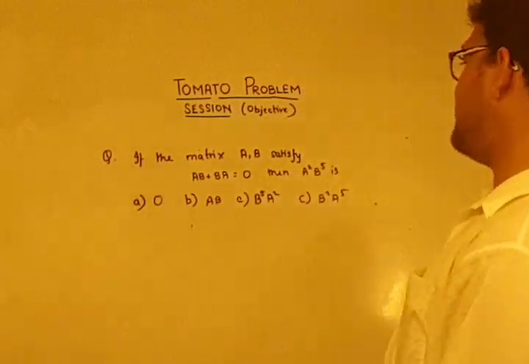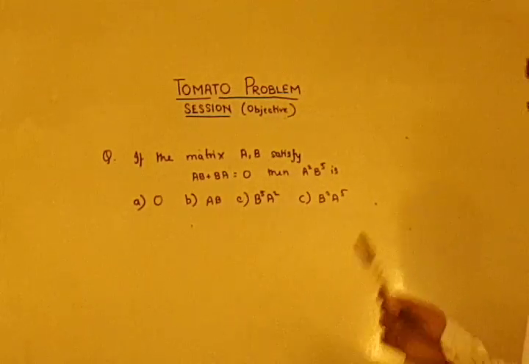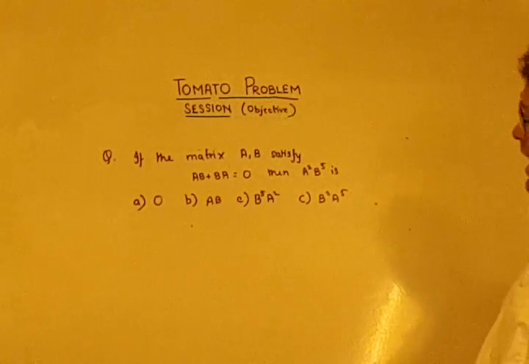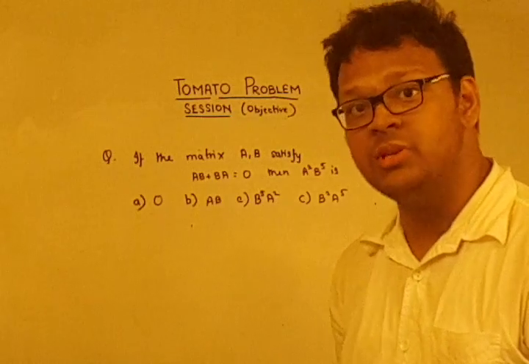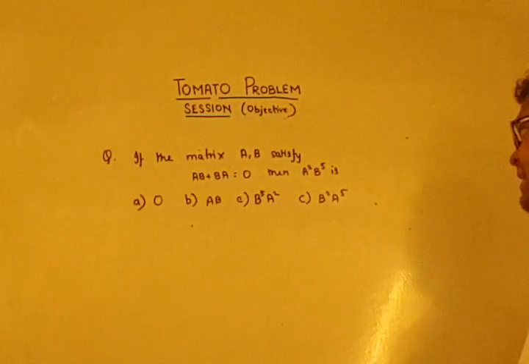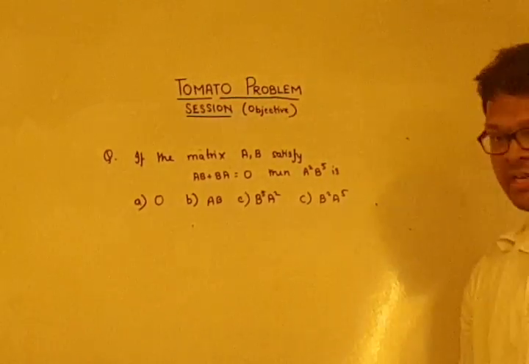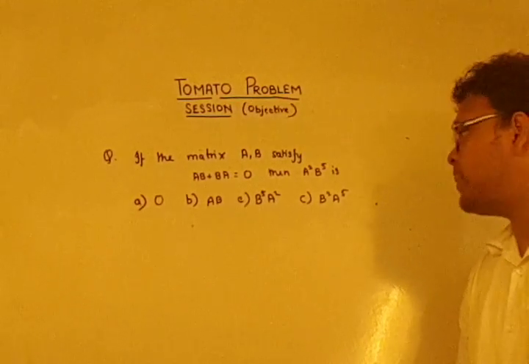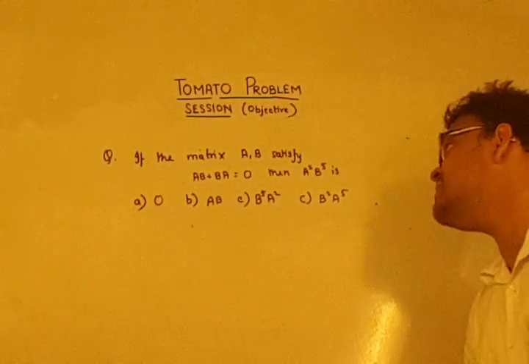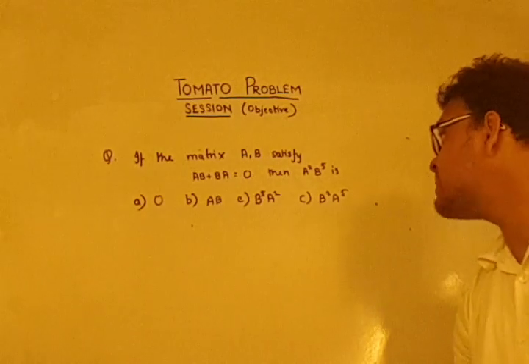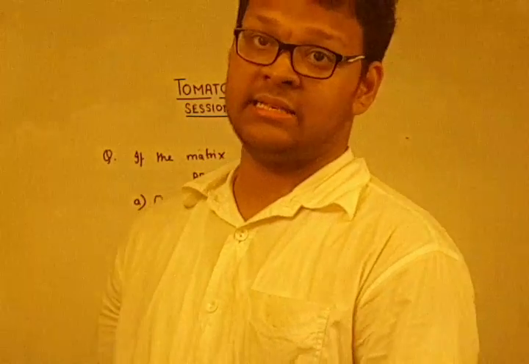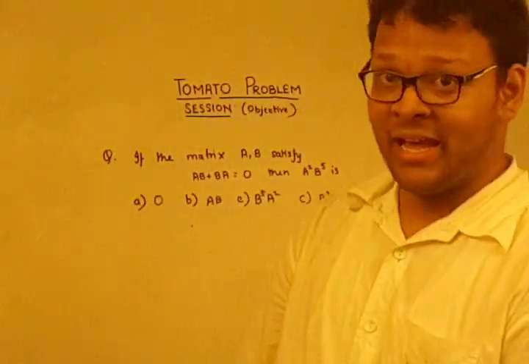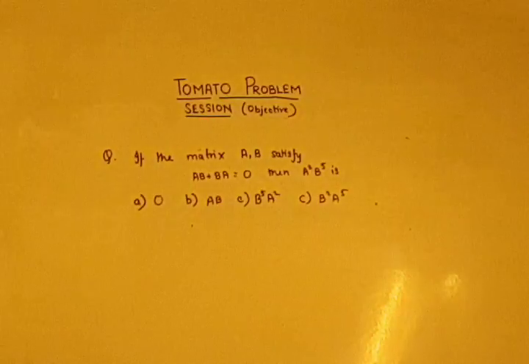So here is our first question. If the matrices A and B satisfy AB plus BA equals O, where O means the zero matrix which contains all zero entries, then A squared B to the power 5 is: option A, O; option B, AB; option C, B to the power 5 A squared; option D, B squared A to the power 5. This came in the I.S.I entrance of last year, and now I give you some time to attempt this problem.